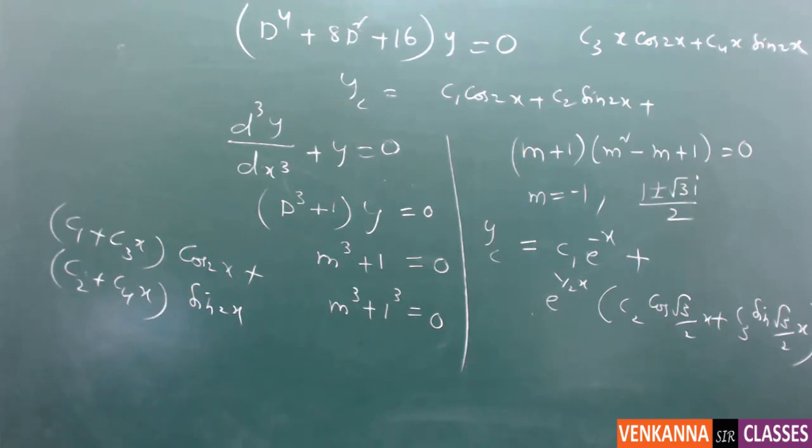Please understand that C1, C2, C3, C4 are just constants. You can write them in any order, because you are not finding any value for the constants here, because no condition is specified in the problem to determine the constants.